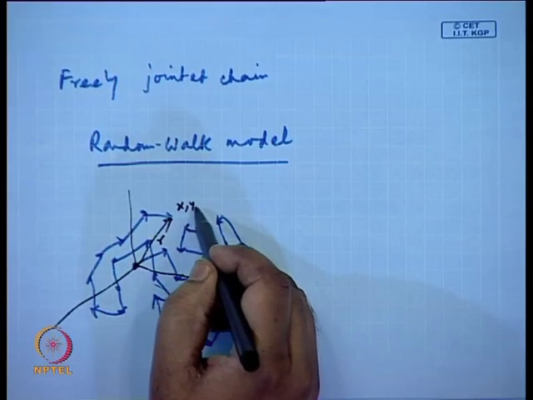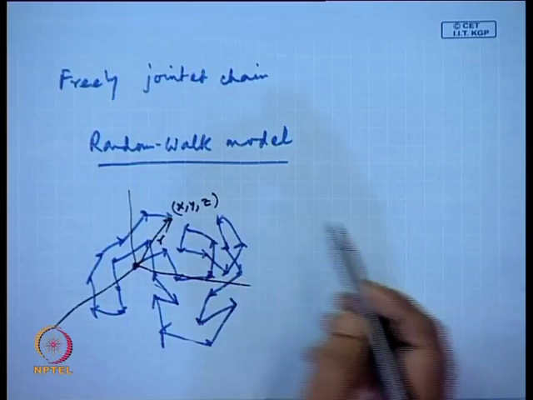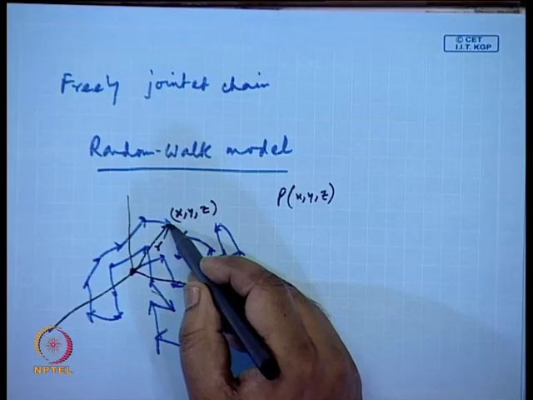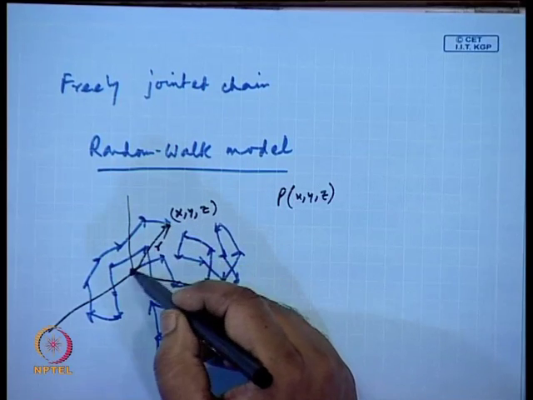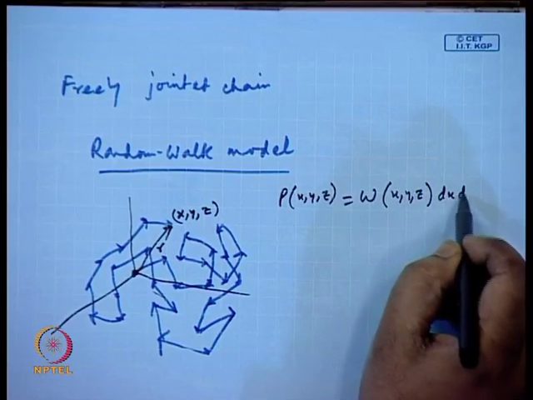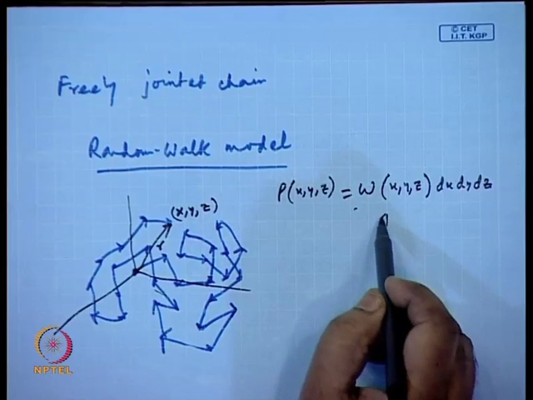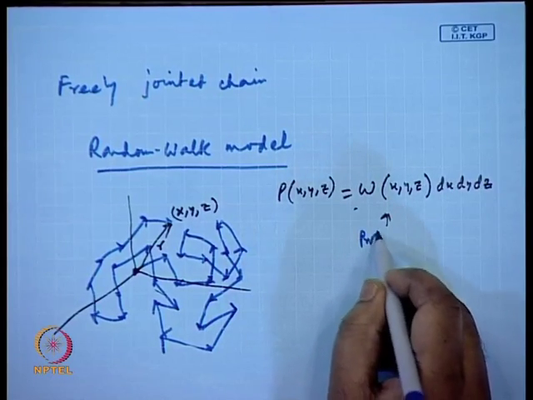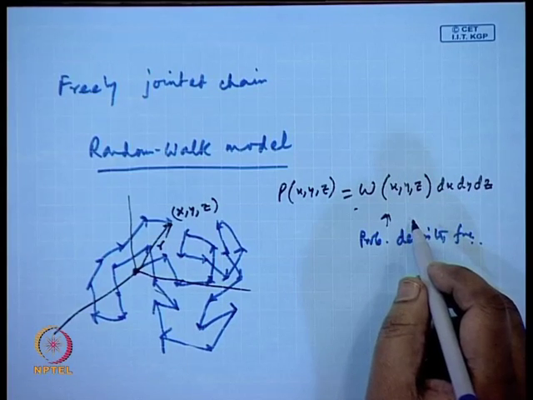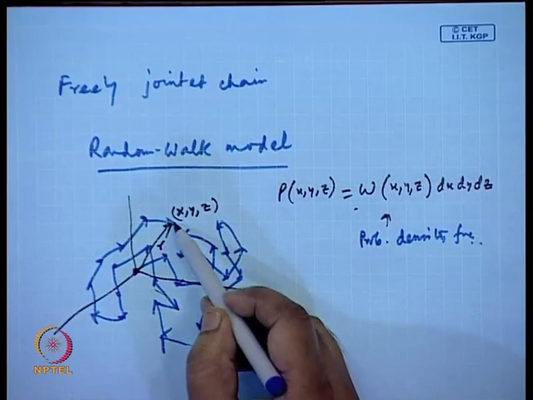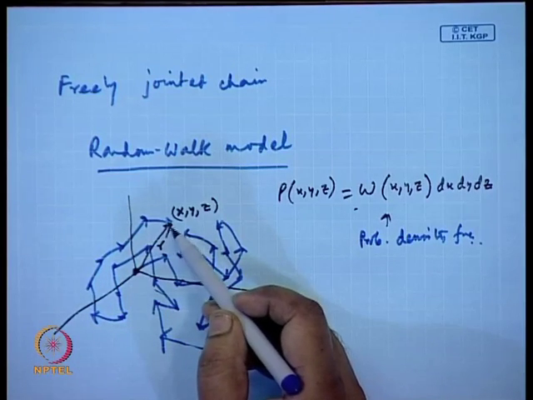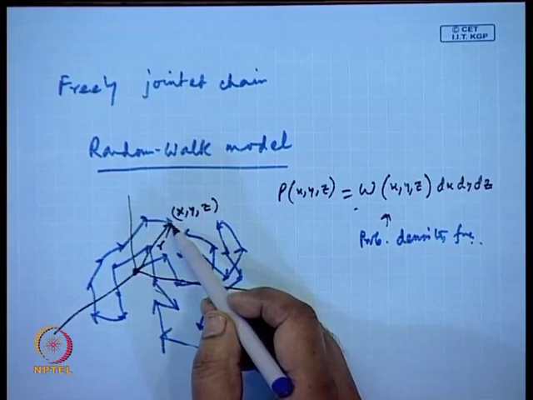the origin. So, if you put this as x, y, z, then the probability that the other end would be at a point x, y, z, which has a distance r from the origin, would be given by this, where this is the probability distribution density function, which is the probability per unit volume. So, if you consider a unit volume at a distance r, you are trying to find out the probability of that volume having the other end.